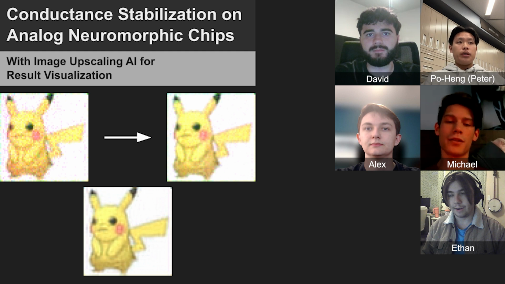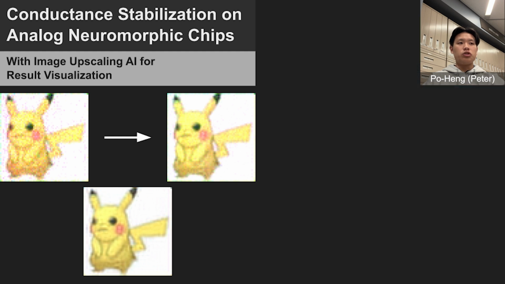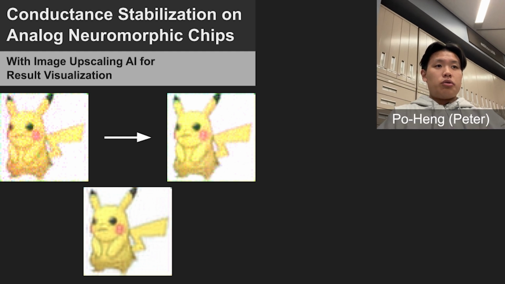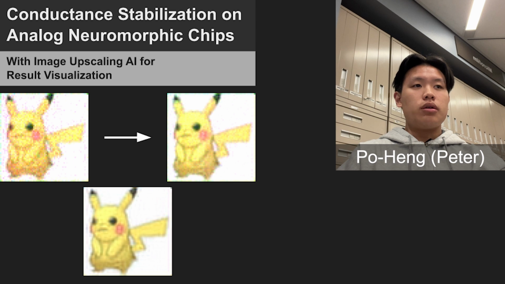Hello everyone, my name is Pohan Peter Ho, and today I will be presenting our project, Conductance Stabilization on Analog Neural Floppy Chip. This project explores the exciting potential of ReRAM-based crossbar architecture in analog neural computing. Neural network technologies demand power-efficient, fast, and modular devices, and resistive memory, or ReRAM, stands out as a promising solution.